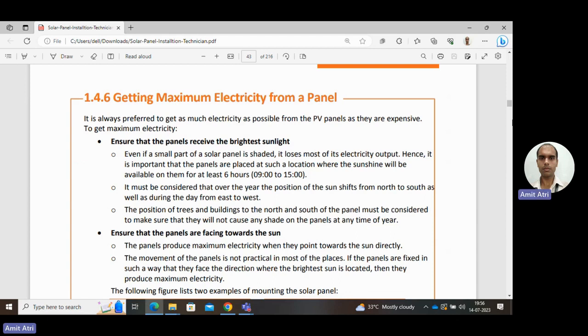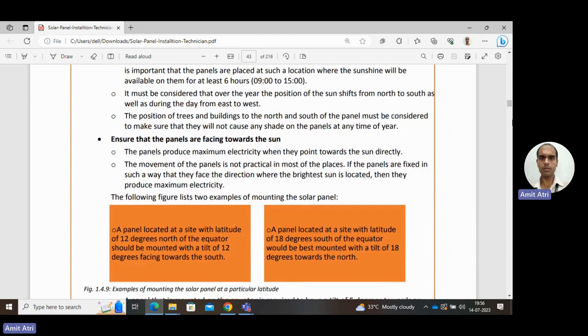Next, to get maximum efficiency, we have to ensure that the panels are facing towards the sun. Even a solar tracker is available that senses the movement of the sun and changes the face of the solar panel so that it is always facing the sun. Only then it will produce maximum efficiency. Now the geographical factor comes in, because moving the panel everywhere is not practical. On a large scale it is not easy, and with large panels it is also not easy. So if the panels are fixed in such a way that they face a direction where the brightest sun is located, then they will produce maximum efficiency.